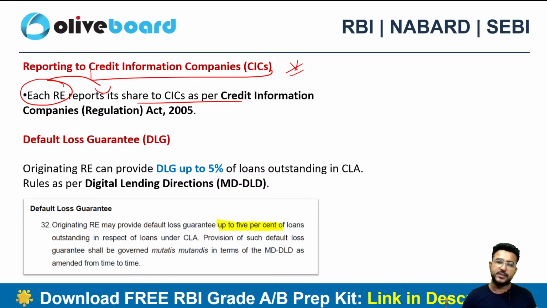To the credit information company, and that's a compulsion. It's not like only one company will be reporting both the shares. It's not like that. Okay, both the companies need to separately report it.